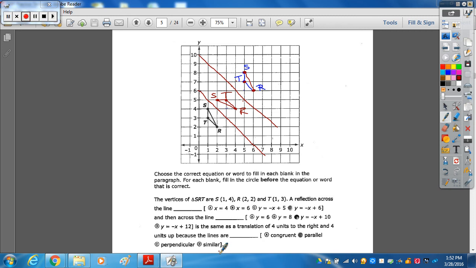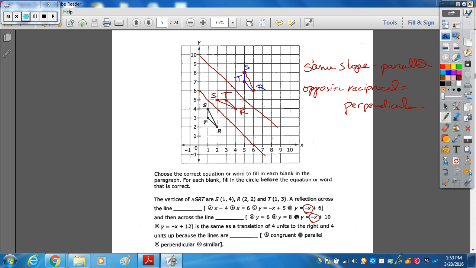Now, this is the same as the translation because the lines, you can tell, both have the same slope here. Negative x, negative x. And so maybe I'd make a note on my paper here: same slope equals parallel. Okay, and then opposite reciprocal equals perpendicular.